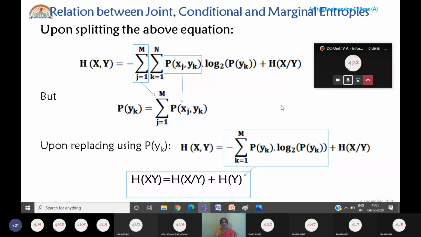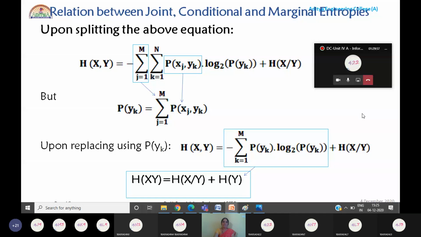H of x by y, and p of yk equation. For the first term, here you have replaced summation j is equal to 1 to m p of xj comma yk. We replaced it as p of yk. So finally you will obtain it as minus summation k is equal to 1 to m p of yk log p of yk base 2. That is nothing but the marginal entropy of the receiver section. So finally we obtained h of xy as h of x by y plus h of y.